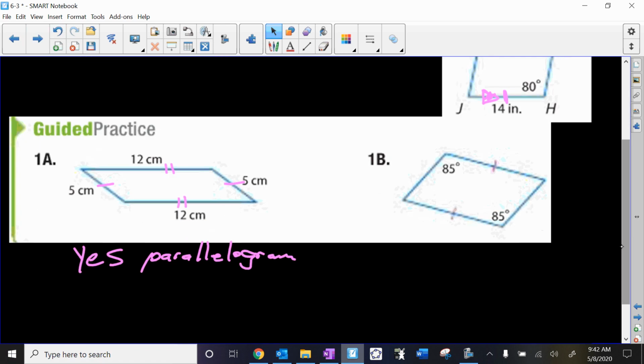The last one, 1B. I know that one set of opposite angles is congruent, and I know that one set of opposite sides is congruent, but that is not enough. I would either need to know both sets of opposite sides are congruent, or both sets of opposite angles are congruent. So no, we don't know whether this is a parallelogram or not.